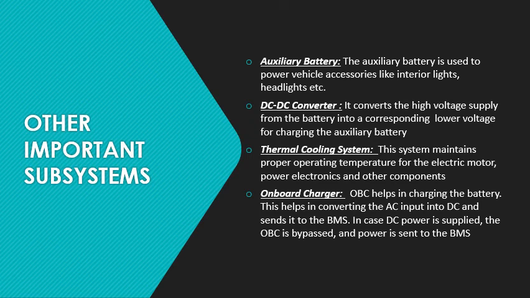Onboard charger. The onboard charger helps in charging the battery. In case there is an AC input, it converts it to DC and sends it to the battery management system. In case DC power is supplied, the OBC is bypassed and power is sent to the BMS.